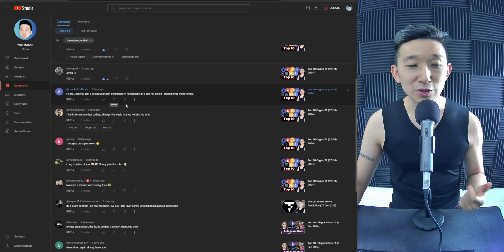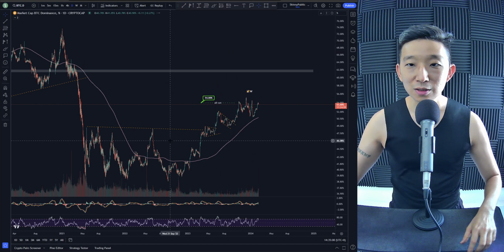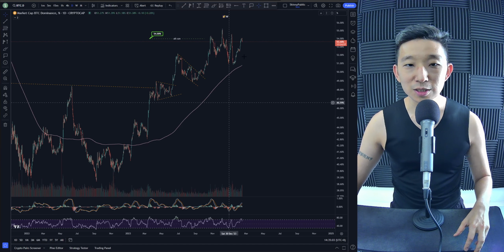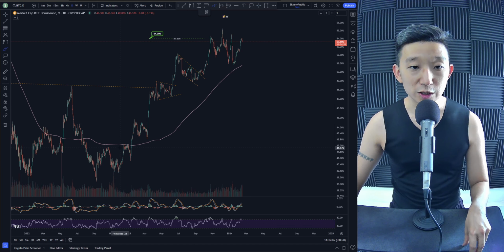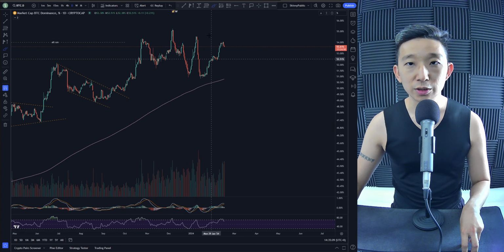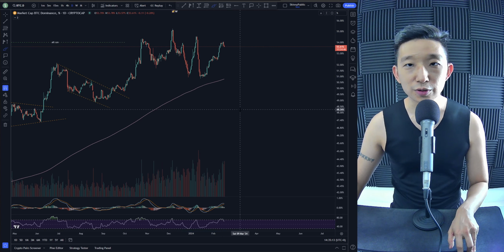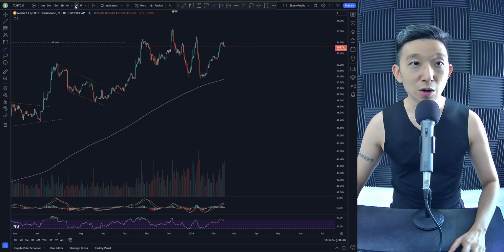Hi bro, can you talk a bit about Bitcoin dominance yesterday? Let's get straight into it. Bitcoin dominance is still above the skinny pink line. We're still in an uptrend. How much longer? We don't know. Could we be forming an inverse head and shoulders? Of course, for sure. But over the long run, right?